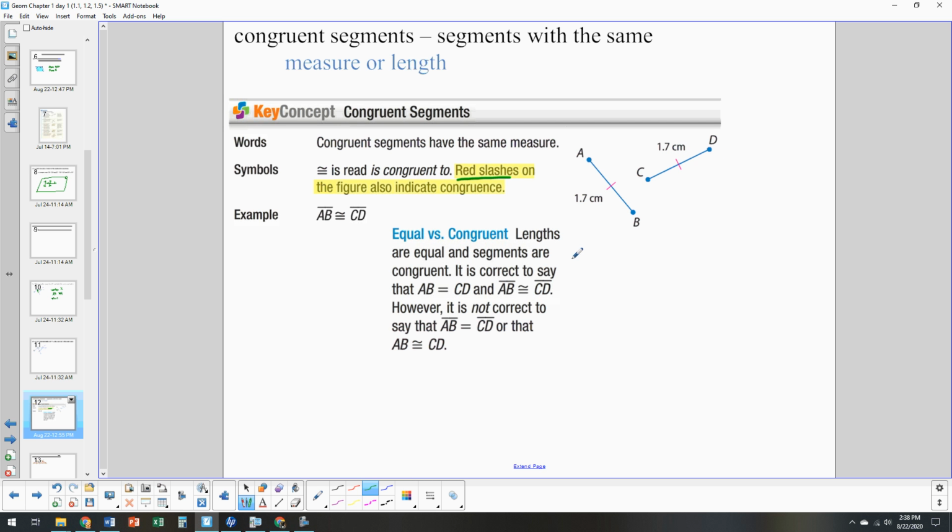Just something to note here in terms of terminology and the way we write things. Without the bars, we're really talking about the measures, like the actual 1.7 centimeters. With the bars, we're talking about the segments themselves. So measures can be equal, numbers can be equal, the segments have to be congruent. So we cannot switch between the two. The equal sign has to go without the bars, and the congruent sign has to go with the bars. So think about it. If there's something over the letters, there's something over the equal sign.